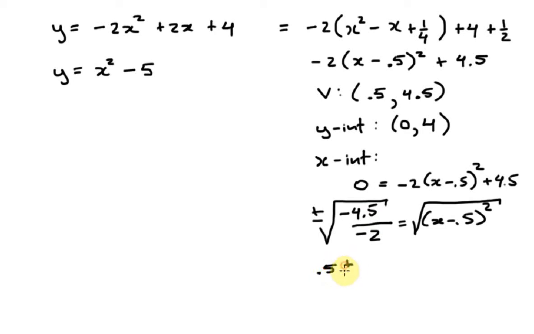I'm going to have a positive 0.5 plus or minus the square root of whatever this mess is. At least I know it goes positive. And if I divide the 4.5 by 2, I get 2 1/4. So there's my decimal version. That's the easiest way to do it.